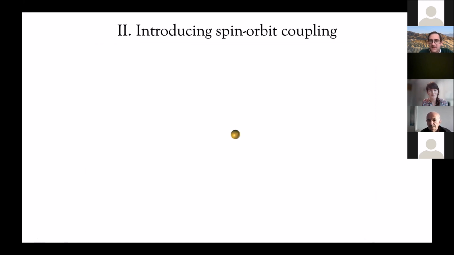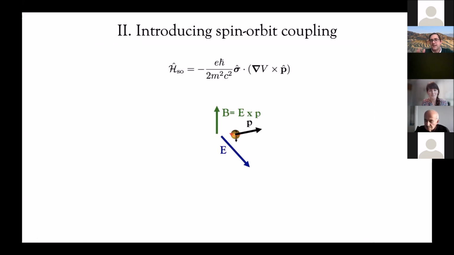If you take a moving particle with momentum P in an external electric field, then in the frame of motion, this particle will experience a magnetic field. If on top of that, this particle has a spin, then you end up with a coupling between the magnetic field in the frame of motion and the spin of this particle, which is essentially the spin-orbit coupling. So here is the spin. You have the potential gradient, which is related to the electric field, and the electron momentum.